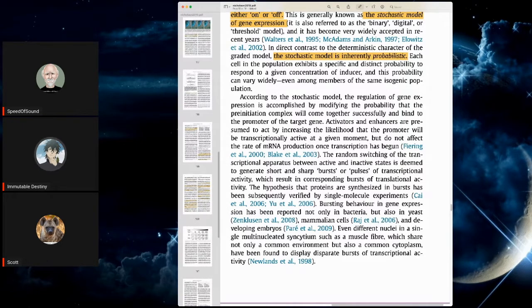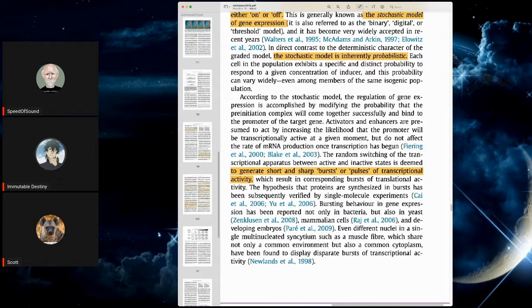The random switching of the transcriptional apparatus between active and inactive states is deemed to generate short and sharp bursts or pulses of transcriptional activity, which result in corresponding bursts of translational activity. The hypothesis that proteins are synthesized in bursts has been subsequently verified by single molecule experiments. Bursting behavior in gene expression has been reported not only in bacteria, but also in yeast, mammalian cells, and developing embryos.